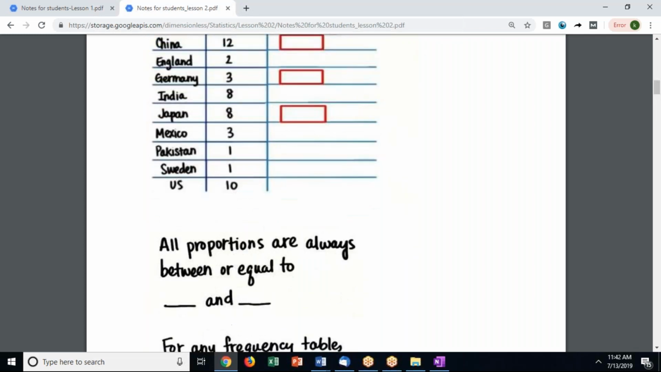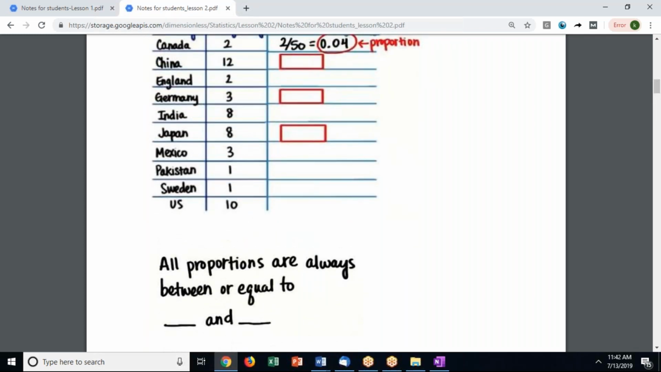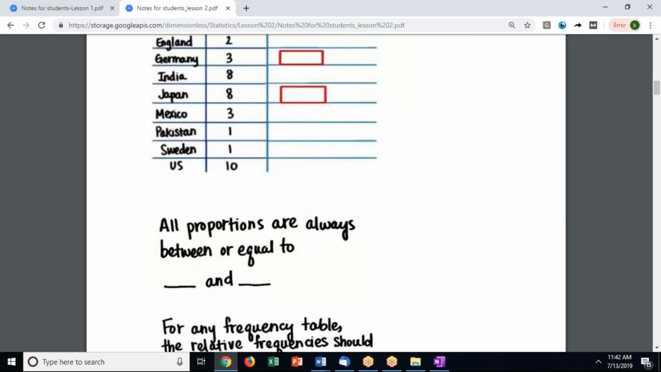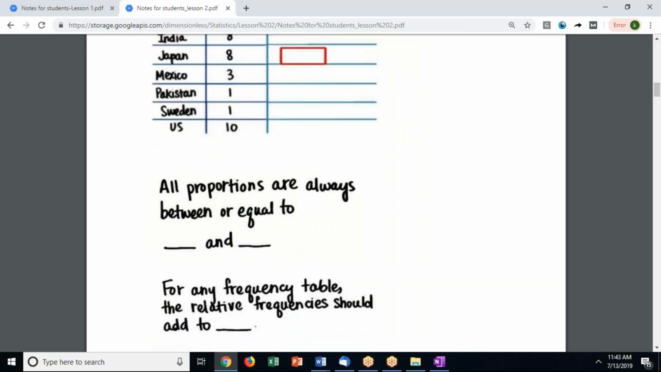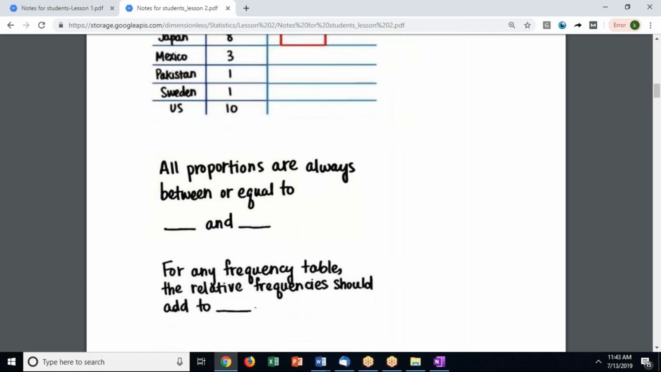All proportions are always between or equal to which two values? 0 and 1. All proportions will always be between 0 and 1. And for any frequency table, suppose I have a frequency table, all the relative frequencies will add up to what value? On the chat window only.